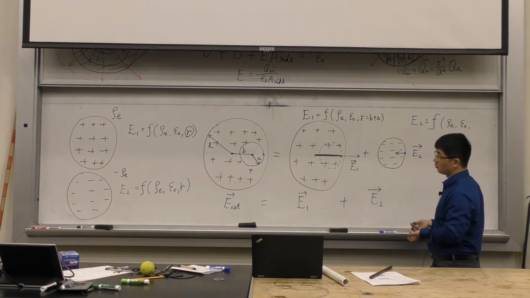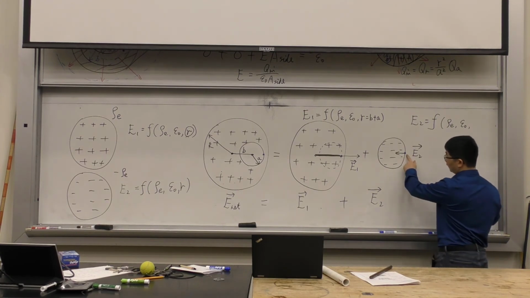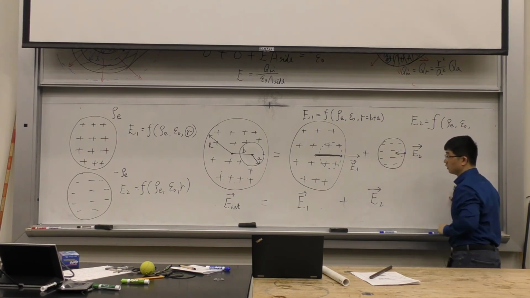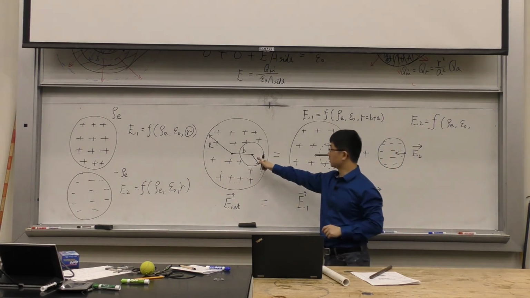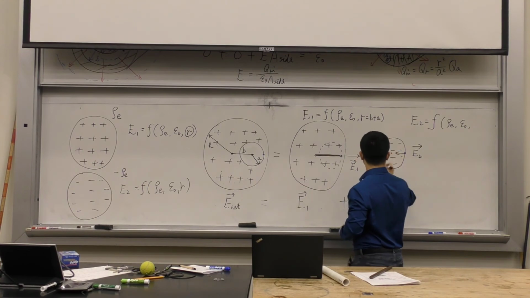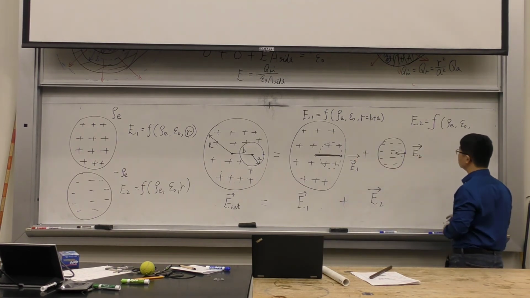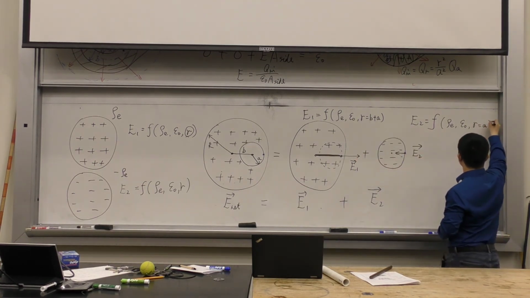Now, what is this R I plug in? Well, it's at the edge, right? The right edge of the small sphere, that's going to be the radius of the small sphere. What is the radius of the small sphere? Because this is the center, right? The radius of the small sphere, A.